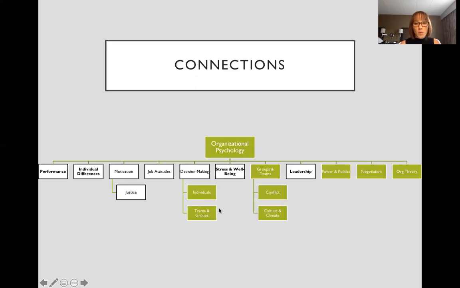So for example, we will not talk about conflict. We will talk about conflict, but we won't talk about negotiation, for example. We won't talk about power and politics, for example. We also probably will only do a little bit of a dive into things like organizational culture and organizational climate. We also won't talk about organizational theory. That's just because we don't have the time.